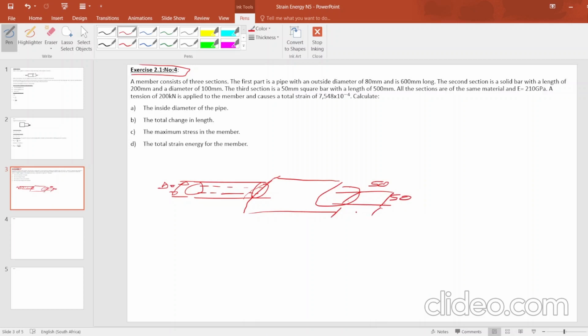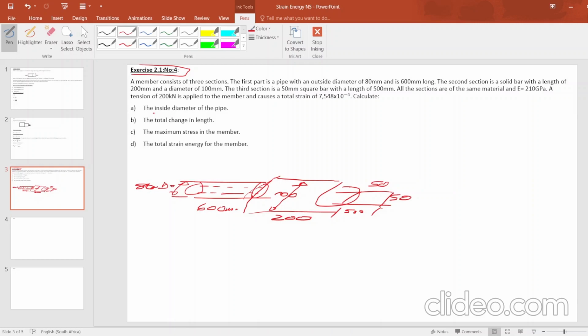Then we are given various lengths. The length L for this one is 500. For the second one, the length is 200. For this one, the length is 600. They are all in mil. The diameter of this one is given as 100. For this one, we are only given the D out, which is 80 mil.